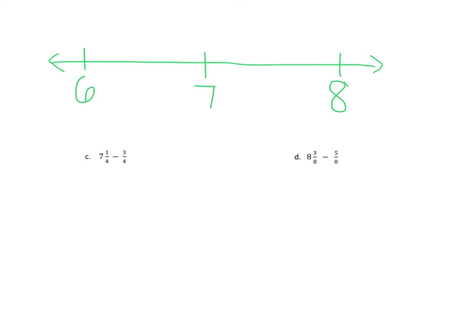I'm going to split that interval into 4 equal pieces because my denominator is 4. I'm going to do that by drawing 3 lines: 1, 2, 3. All right, so let's figure out where I'm starting. I have 7 and 1/4. So I start at 7, hop over 1 space, and that's already 7 and 1/4.